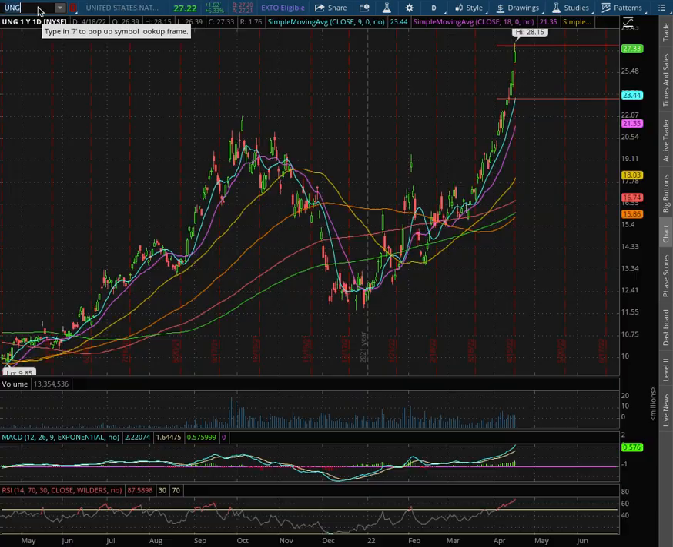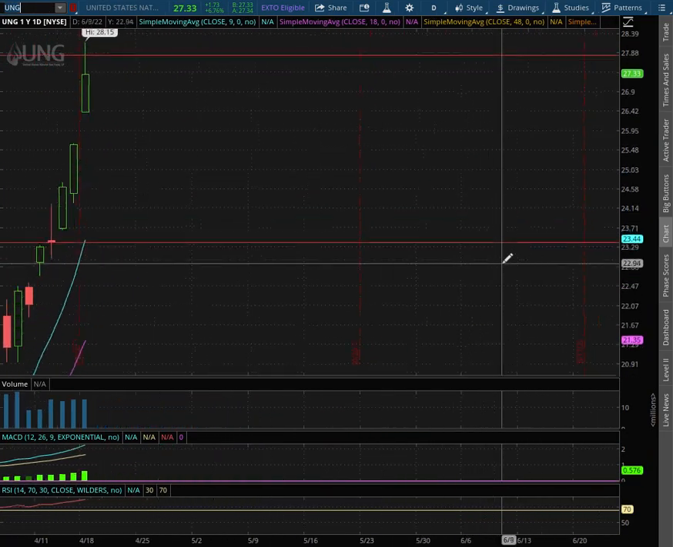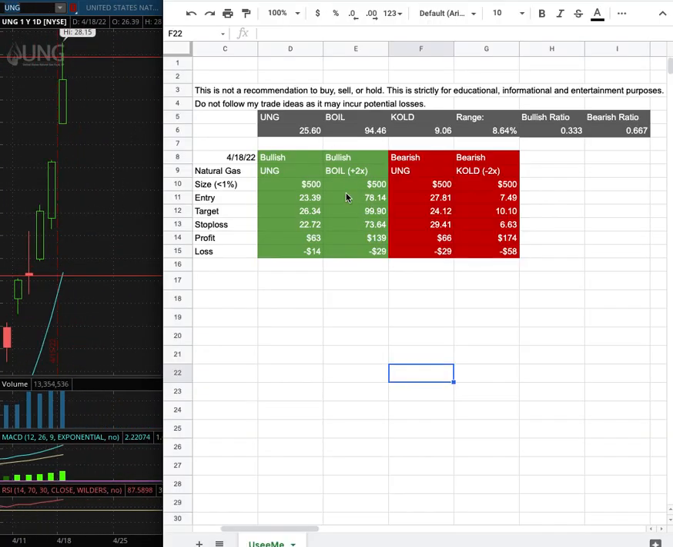And as with the trade idea, I'll be trading UNG. My trade position size is less than 1% of my portfolio. My long entry is at $23.39, and that is this range here, and that is this 9-day moving average. My sell target is at $26.34. My stop loss is at $22.72.